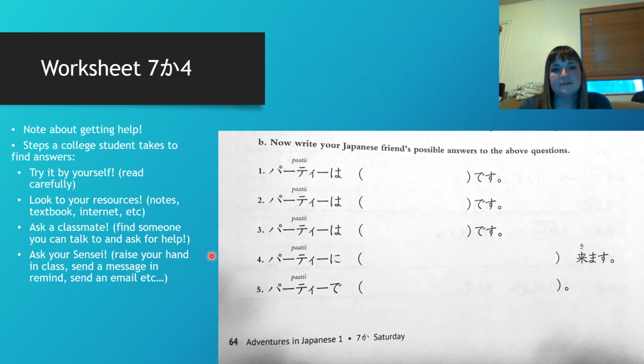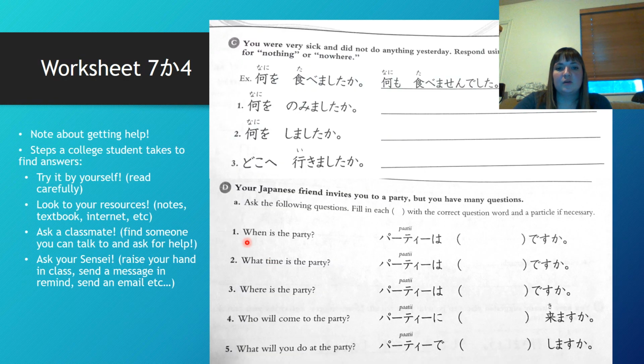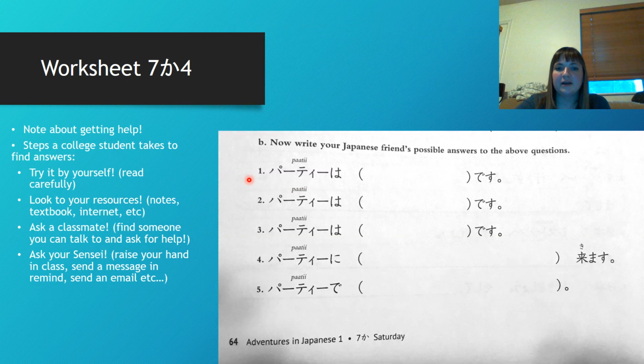And let's see, the very last part of this is if those were the questions you asked your friend, how would they answer them? So if you ask them, for example, when is the party? Okay, so party wa, and you ask them what time was the party, go ahead and then answer that question, party wa, and put in a time, right? So you're answering the questions you just figured out how to ask. That's it. Okay, so that is your worksheet.